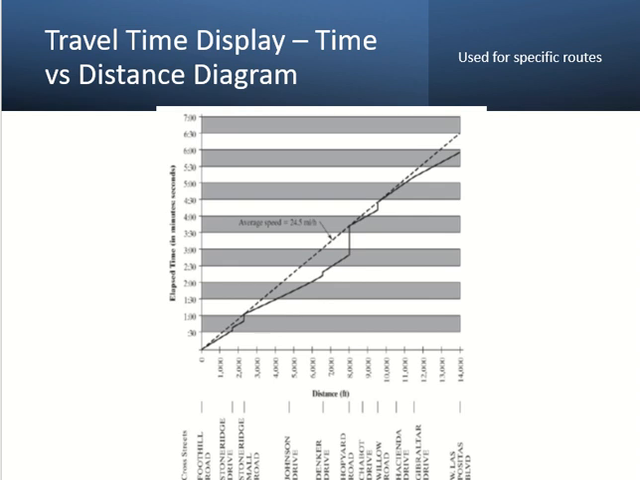Yeah, and this type of diagram is drawn for different routes. Like from place A to place B, the whole route. So it's not for one highway or one intersection, it's for the whole route. Clear? Okay.